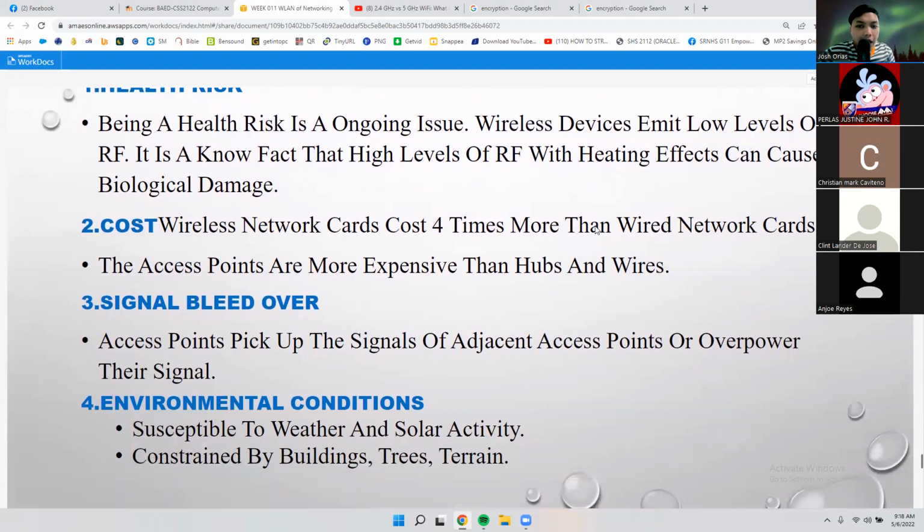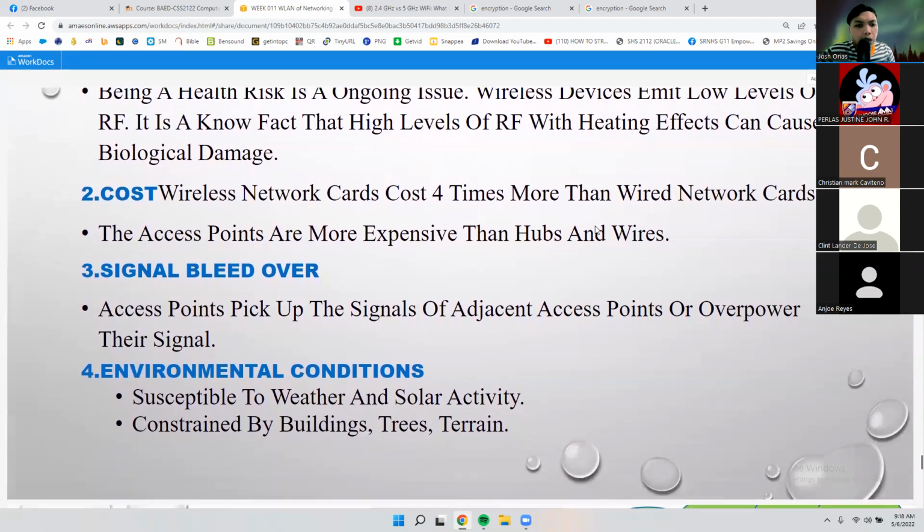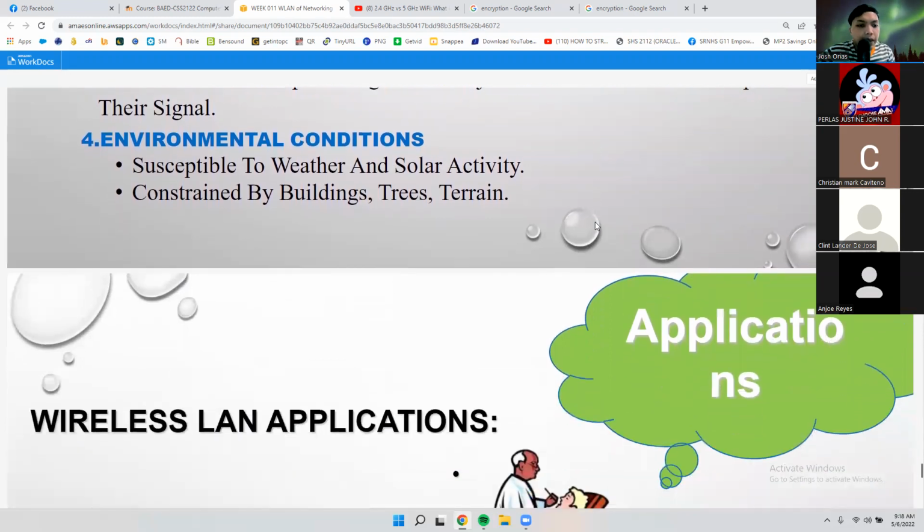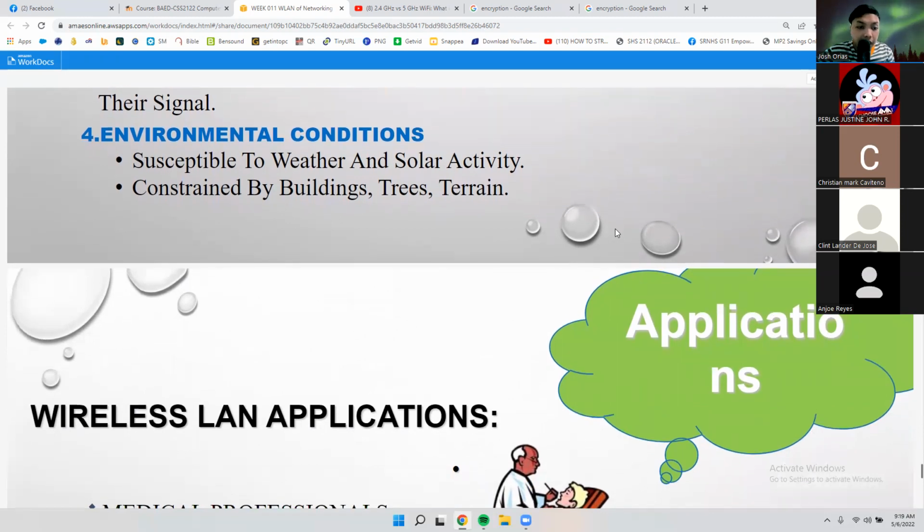So sa ano natin? Costing. So, network cards, 4 times more than the wired network cards. Okay? The access points are more expensive than hubs and wires, especially kung malalaki na. For example, for businesses na talagang kailangan na ng ganitong architecture. Signal bleed over. So, the AP picks up the signals of the adjacent access points or overpowers their signal. And environmental conditions. Yeah, so susceptible to weather and solar activity, constrained by buildings, trees, and terrains.